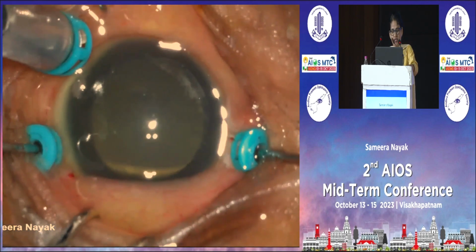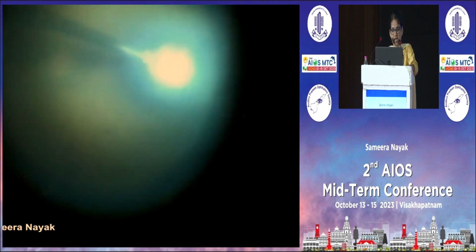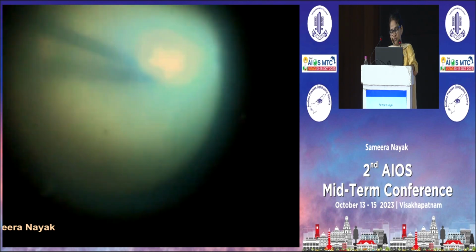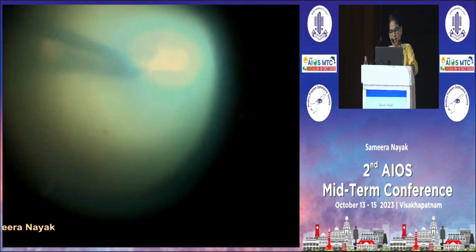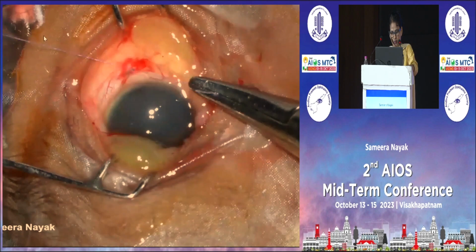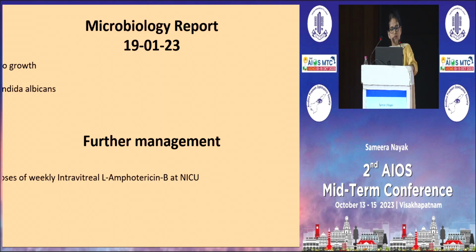And for the left eye, we did a minimal pars plana vitrectomy, and we did a localized PVD around the exudate sitting on the macula, and the entire exudate came out nicely, and then we closed the ports with sutures. The right eye did not reveal any organism, and the left eye revealed Candida albicans. And the next plan was to inject intravitreal antifungal.